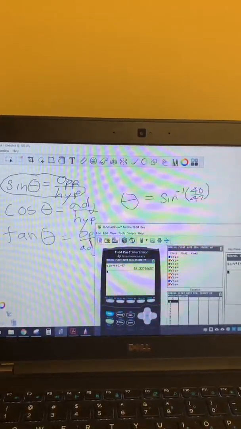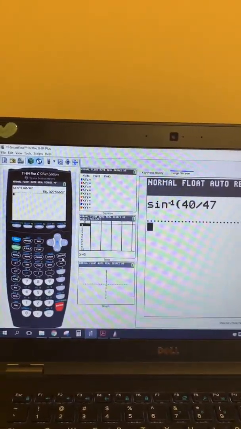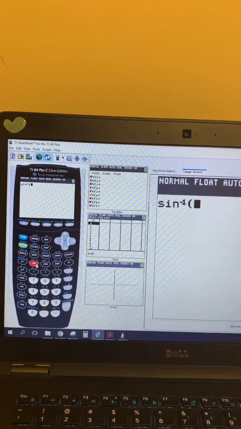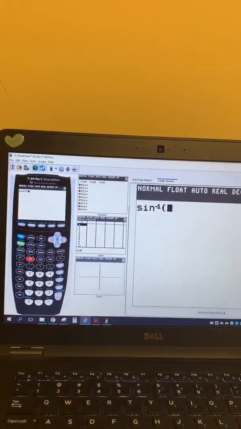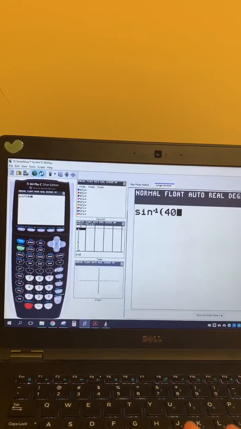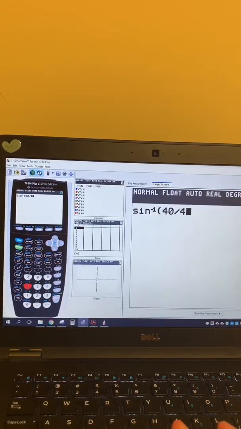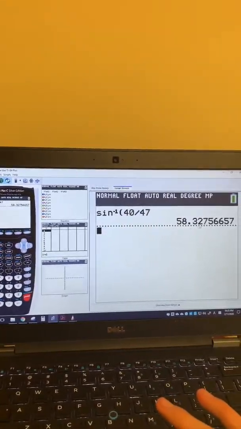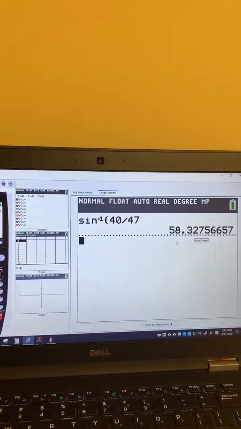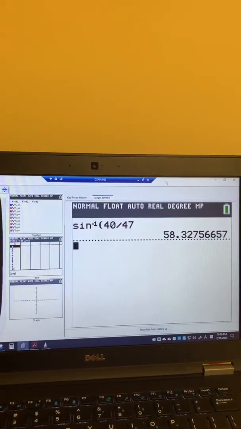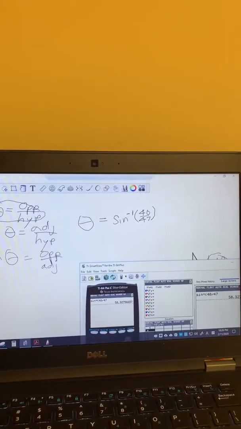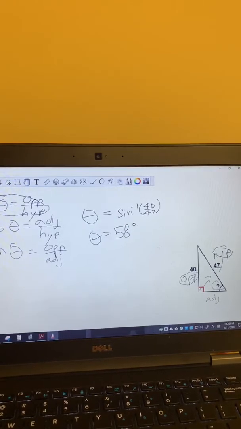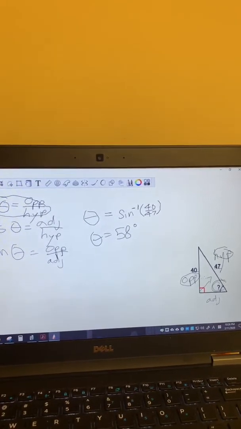So it's the inverse sine of 40 over 47. If we do the inverse, we click second and then click sine. So inverse sine of 40 divided, or use a fraction, over 47. If we do that, we will get 58.32. If we round that to the nearest degree, it would be 58. So now we know that the angle is equal to 58 degrees. So this angle we found out is 58 degrees.